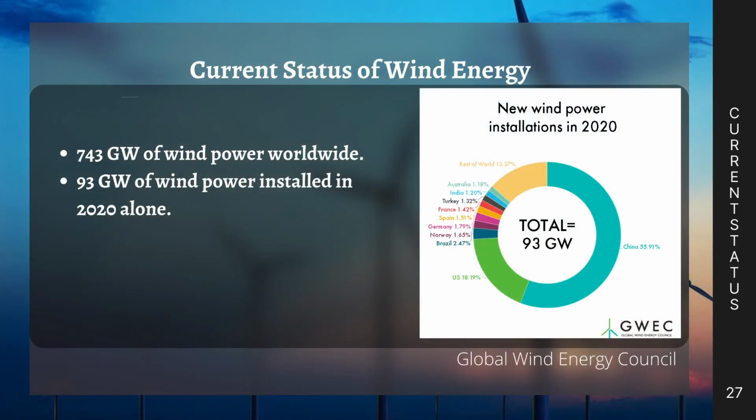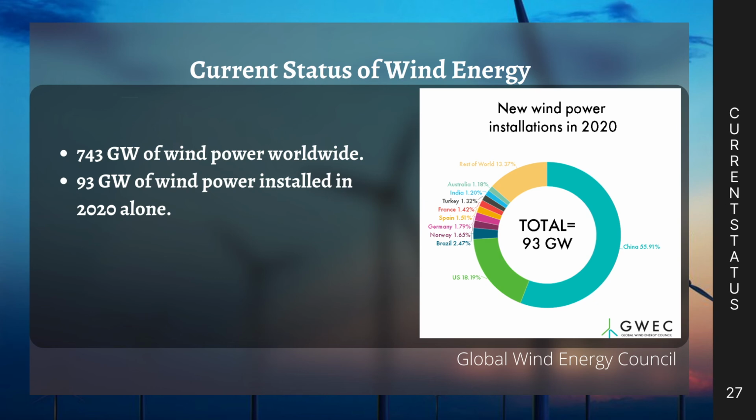Current status of wind energy. According to an article published by the Global Wind Energy Council, 1.1 billion tons of carbon dioxide globally have been avoided thanks to having 743 gigawatts of wind power capacity worldwide. And as we can see in the chart by the Global Wind Energy Council, 93 gigawatts of wind power was installed in 2020 alone.